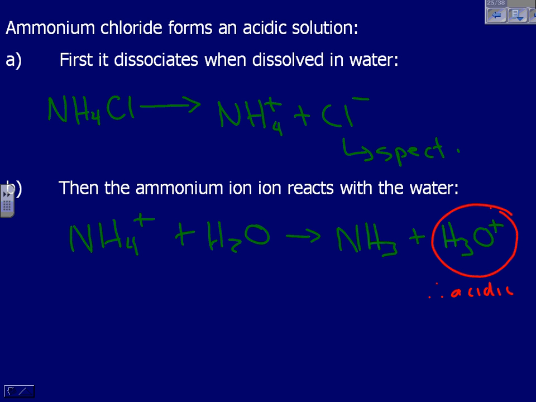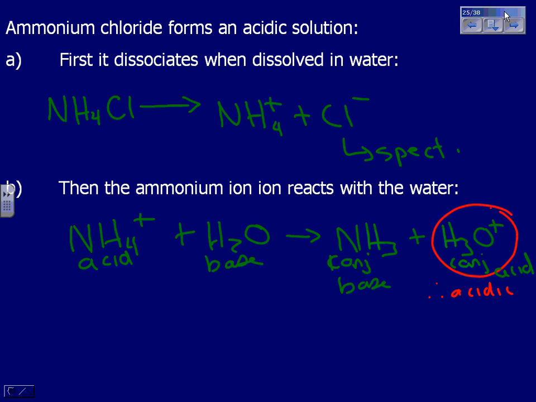Okay? Let's label these up. What is my NH4 acting as? Go ahead, yell it out. The acid. Acid, base. This is the conjugate base, and that's the conjugate acid. And again, H3O plus, it's the best acid. It's always going to be an acid, whether it's conjugate or otherwise.